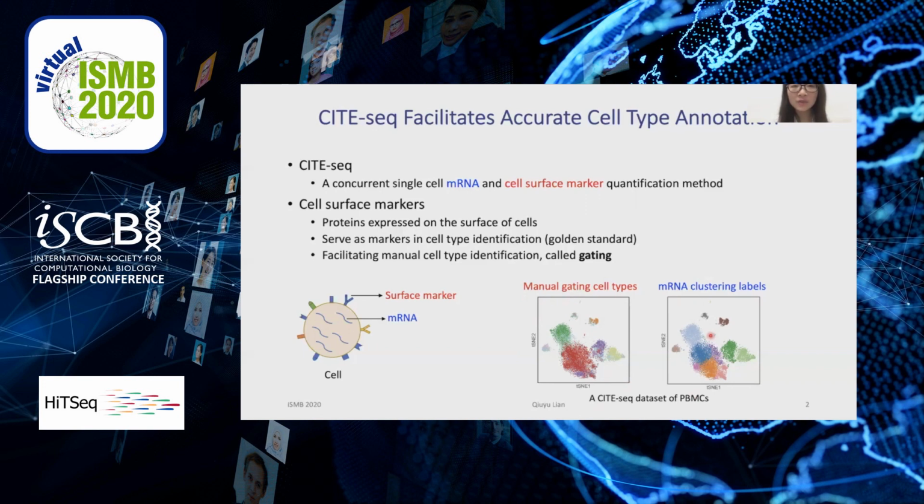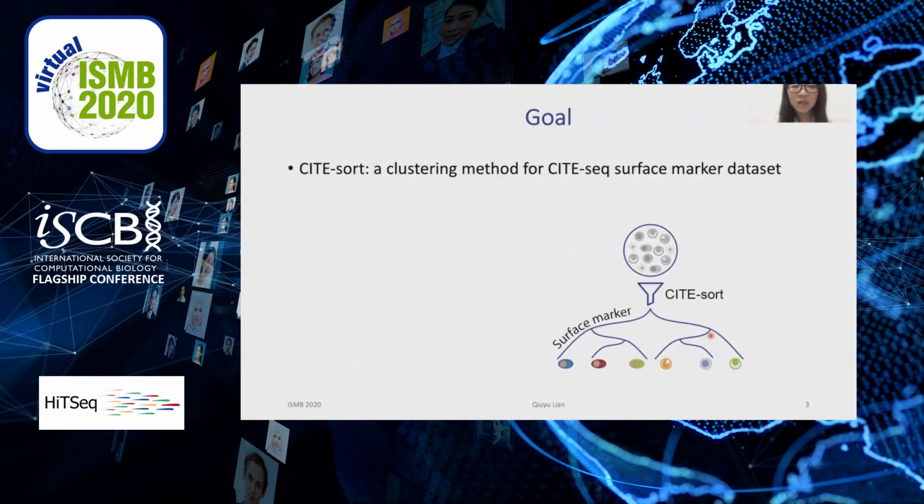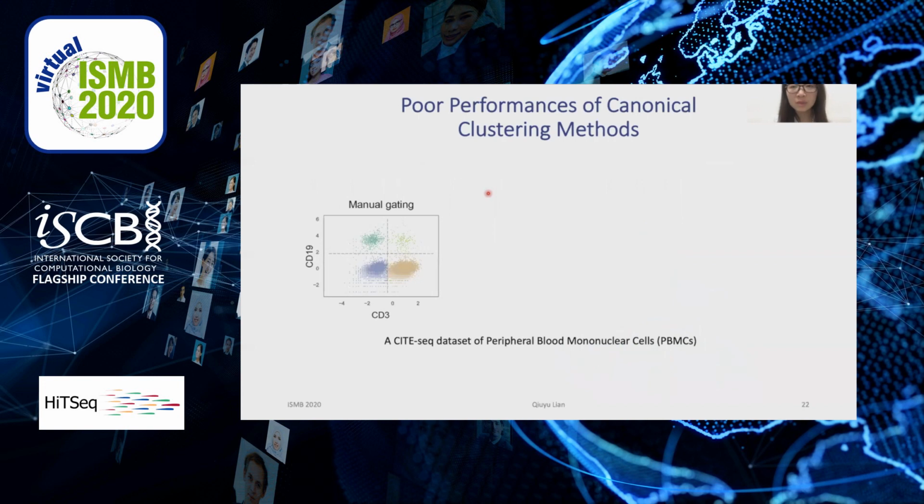As CITE-seq facilitates accurate cell type annotation with surface markers, our goal of CITE-sort is to develop a clustering method for CITE-seq surface marker data. And we want our model to be easy to interpret, and we want it to facilitate easy annotation of cell types. The problem is that canonical clustering method performed badly in CITE-seq dataset.